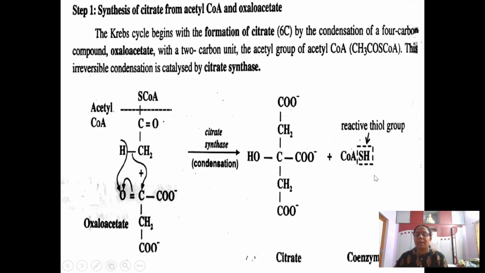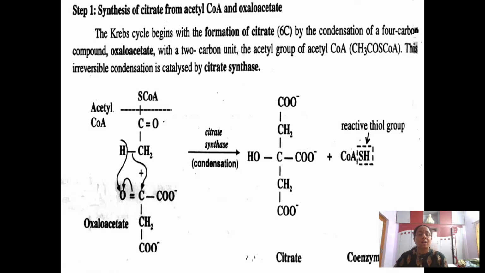So this is a reactive thiol group. So practice writing the reaction. This is acetyl CoA condenses with what? Oxaloacetate, OAA. What is the enzyme? Citrate synthetase. What is the reaction? Condensation. What is the product you got? Citrate. Okay. Now, for every step you should know the enzyme, because in the examination you get a question like this.